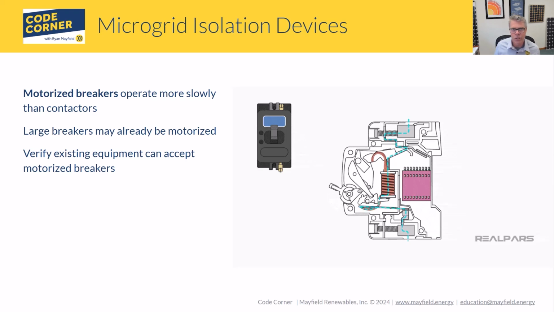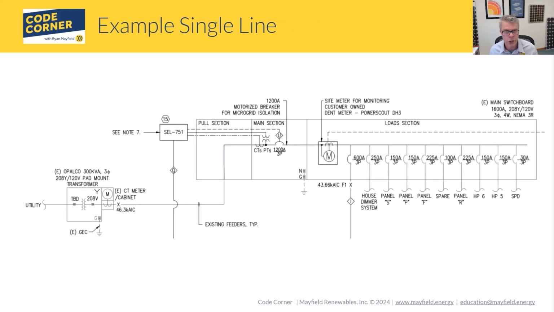One of the really nice things with the motorized breaker is it provides the overcurrent protection that you probably noticed in the code language is a requirement for our microgrid interconnect devices. So it's kind of that all-in-one situation. Not always an option, both price-wise and being able to fit inside of the gear and all that kind of stuff. But it's a good option when you can use it. And so that's what I want to show you here with the single line.